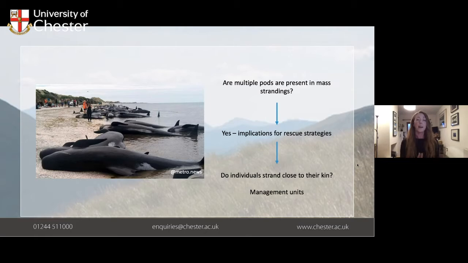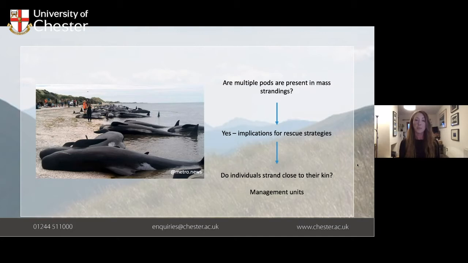So as well as learning about how to conserve them as a whole, we're also interested in how we can help with rescue efforts for these mass strandings. So one of the first questions that rescue agencies were interested in is: are multiple pods present in mass strandings? Is it that multiple family groups strand together, or do family groups strand by themselves? And this has important implications for rescue strategies. And Rachel's first results are showing that, yes, in a few of the examples of the mass strandings that we've looked at, it's not just one single family group as was previously thought. There can actually be multiple family groups.